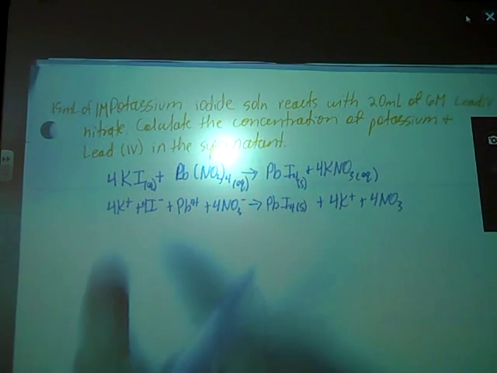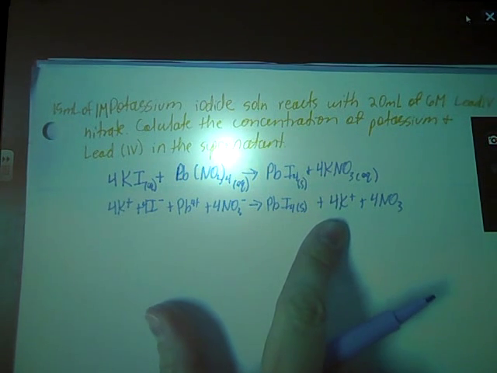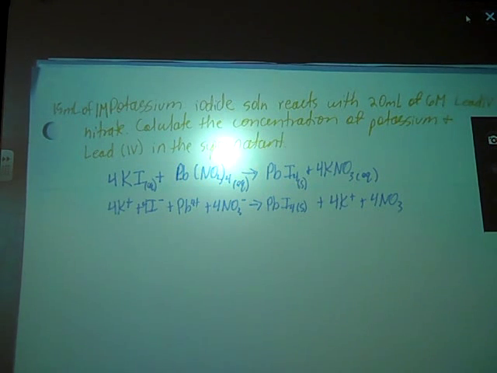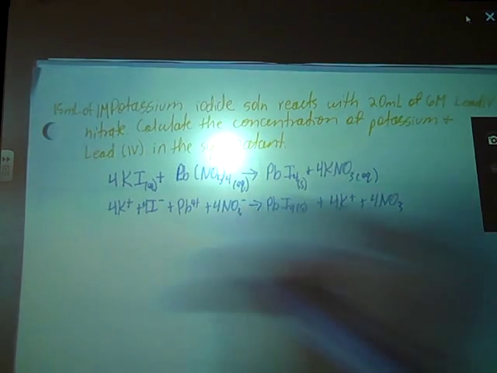So notice my potassium does not change from left to right. It will not be part of my net ionic equation, which means that the amount of potassium I start with is going to be the amount of potassium that I end with. So this calculation should be pretty simple. All we're going to worry about is this bit right here.